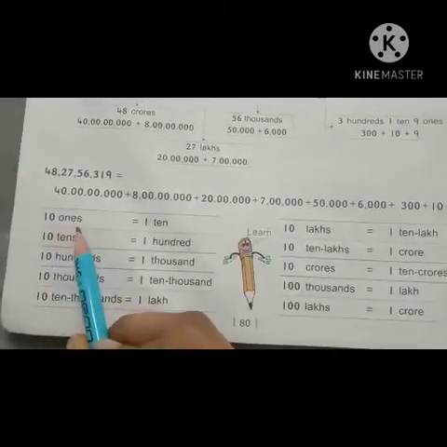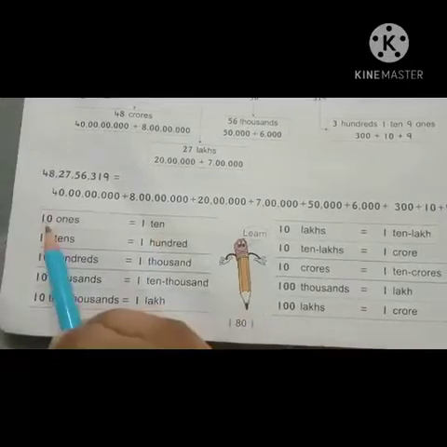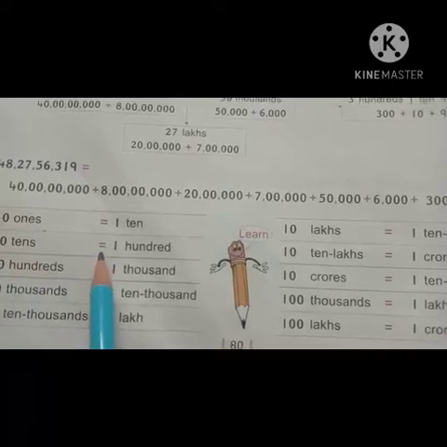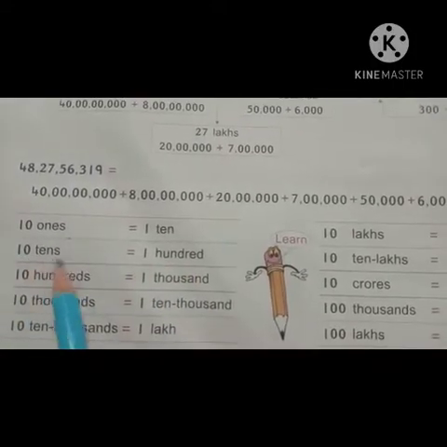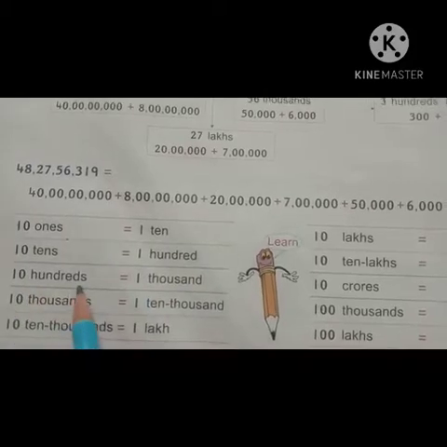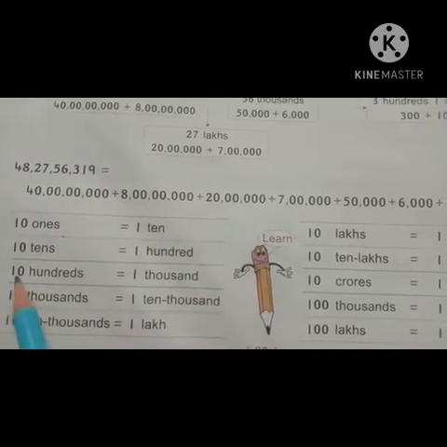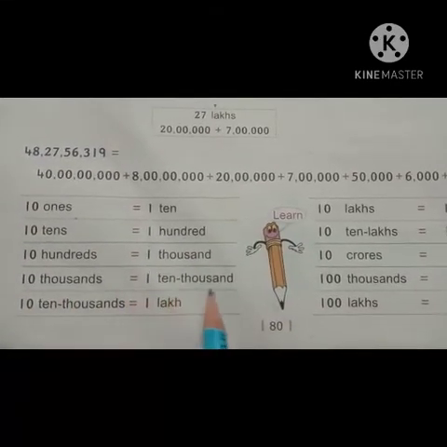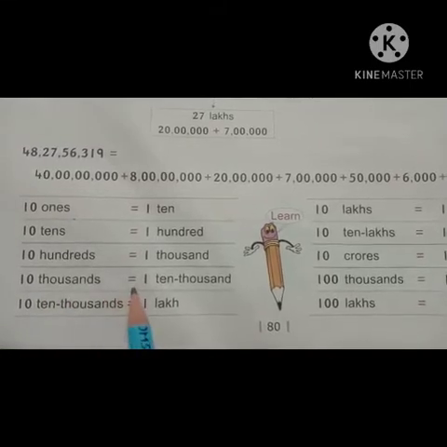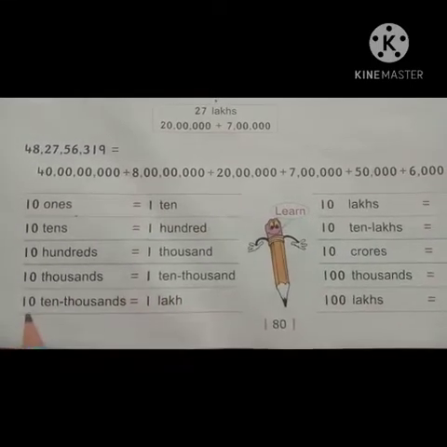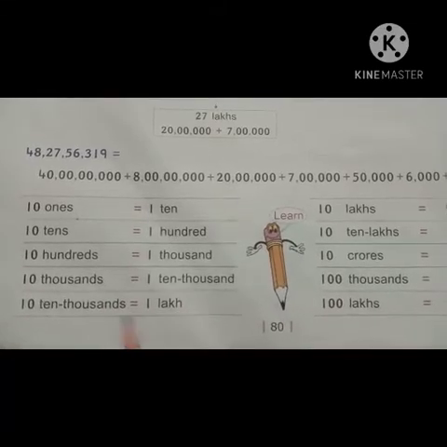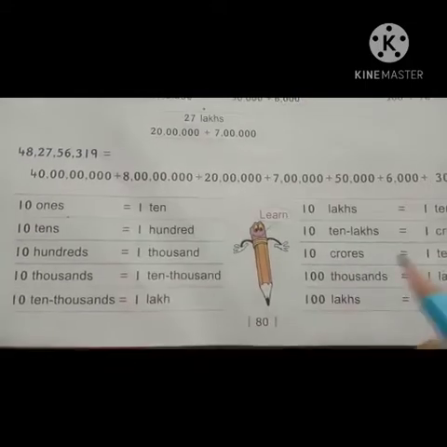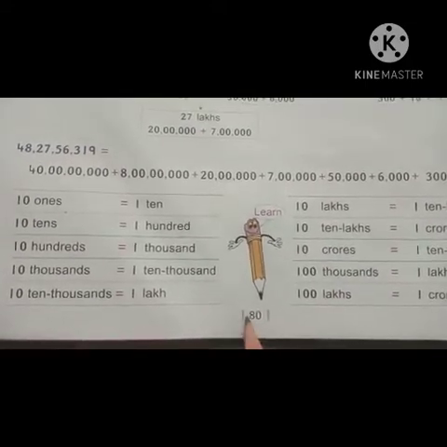Okay. 10 ones equals 10. 10 tens equals 100. 10 hundreds equals 1000. 10 thousands equals 10,000. 10 ten thousands equals 1 lakh. Children must and should learn this one also. Okay, on page number 80, open your textbooks and see here.